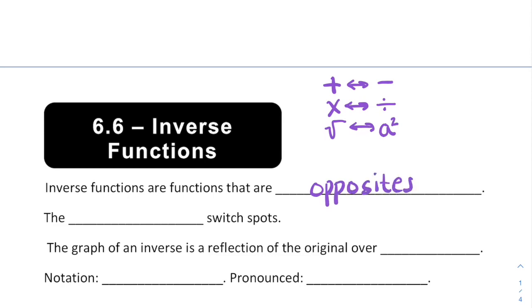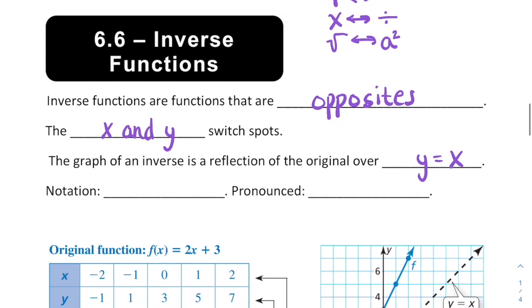And so for each ordered pair, x and y, the x's and the y's just simply switch places. All right, the graph of an inverse function is also an opposite or a reflection of the original function, and that occurs over the line y equals x, kind of a diagonal line on a graph. Our notation for an inverse function is f^-1. That's what it looks like, a little -1 as an exponent, but you pronounce it as f inverse. The name is f inverse, all right?